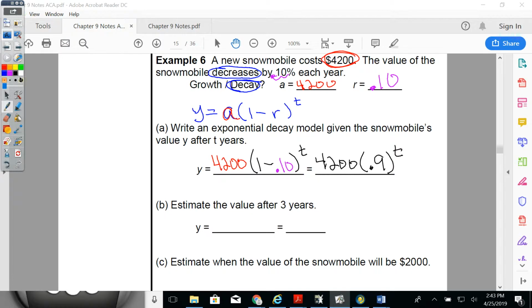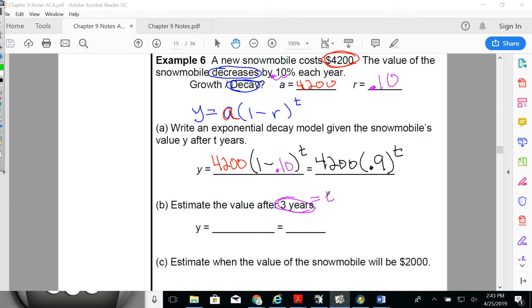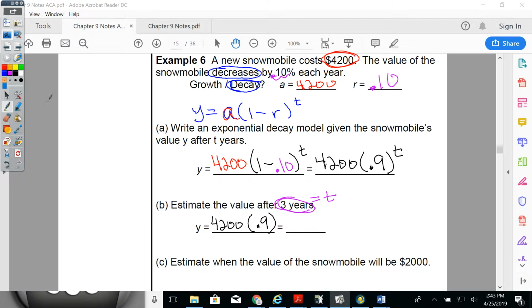All right, estimate after 3 years. So here the 3 is giving us years, so that's time. So we're going to take our equation and we're going to plug this in for time. So 4,200 times 0.9 to the third power. So just take your calculator and we get this number.